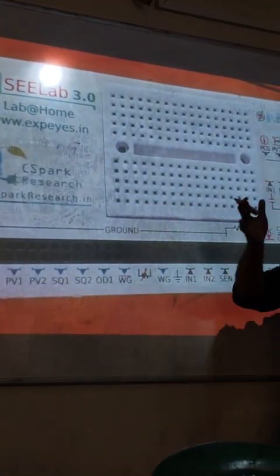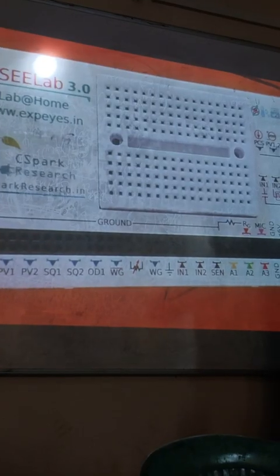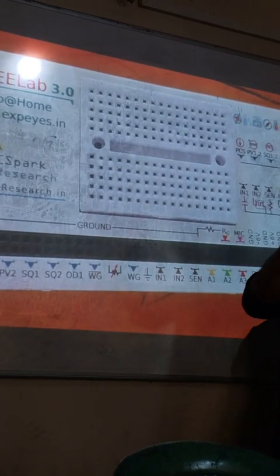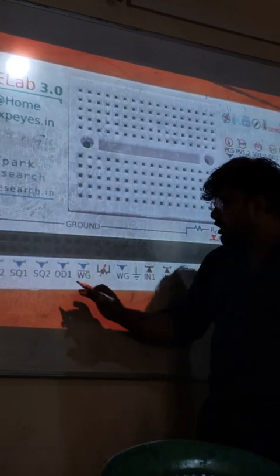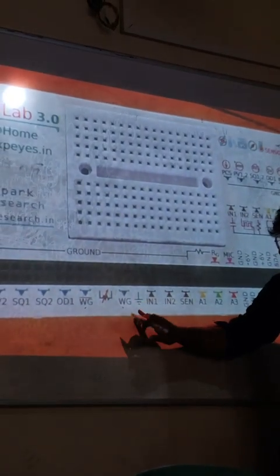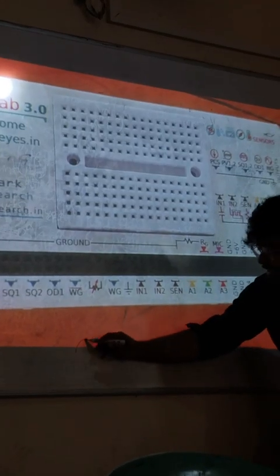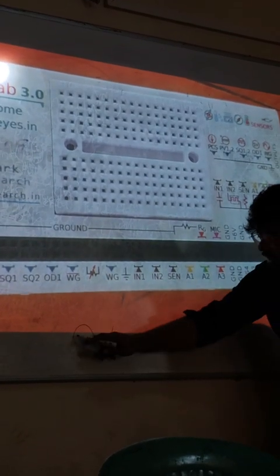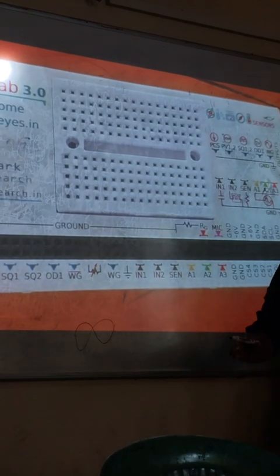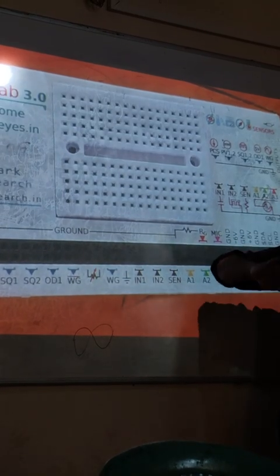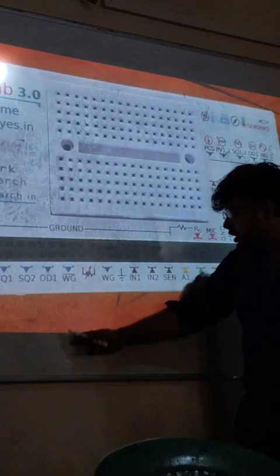OD1 is a digital output for on-off. You did your time of flight experiment? You use OD1? Yes. Yeah, so OD1 is just used to control on-off states. WG bar and WG. These are sine wave generators, where WG will look like this. WG bar is like this, 180 degrees out of phase with WG always. So when this one goes up, that will come down. 180 degrees out of phase.